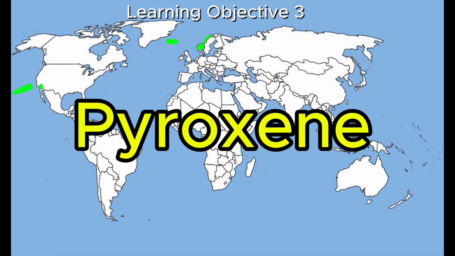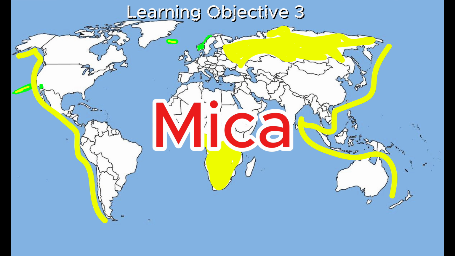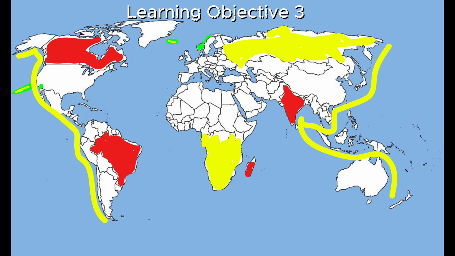Pyroxenes are found predominantly in mafic volcanic regions like Hawaii, Iceland, and the Pacific Ring of Fire, as well as in basalt, gabbro, and peridotite across the globe. Pyroxenes can be found in rock layers of South Africa, Russia, and many meteorites. Mica deposits are located in India, Brazil, Madagascar, and Canada. India is known for one of the largest productions of mica in history.